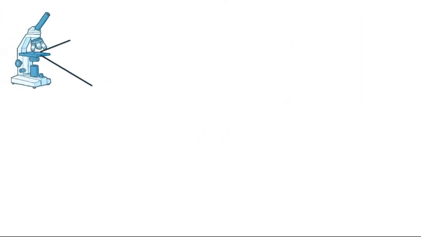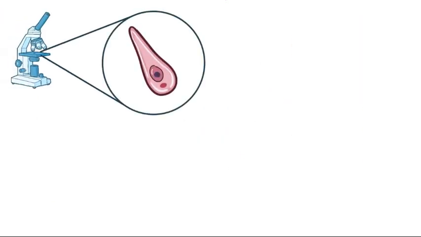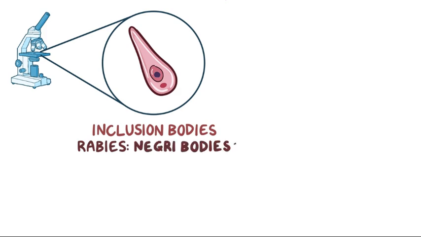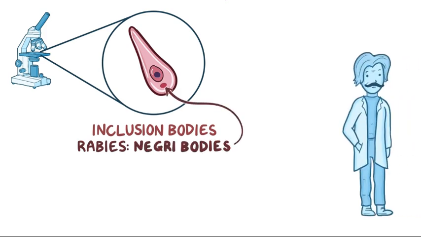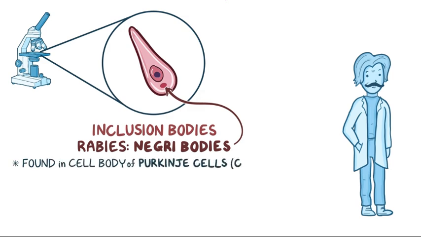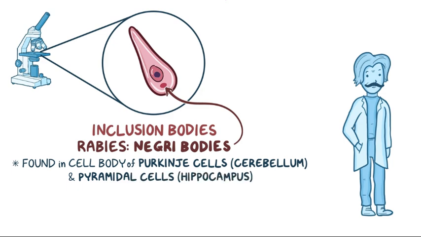On microscopy, CNS cells infected with rabies have inclusion bodies, which are basically little intracellular sacs full of viral proteins. With rabies, they're called Negri bodies, after the pathologist who discovered them. And they're usually found in the cell body of Purkinje cells of the cerebellum and the pyramidal cells of the hippocampus. They are eosinophilic, meaning they can be stained with an eosin dye, making them dark pink.